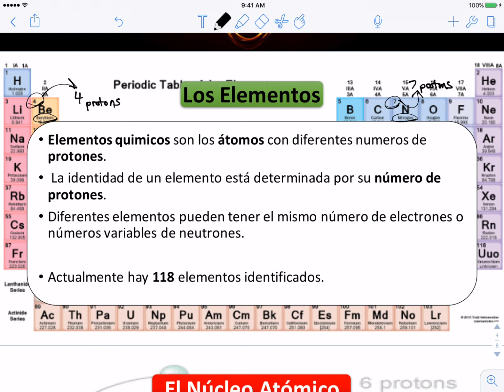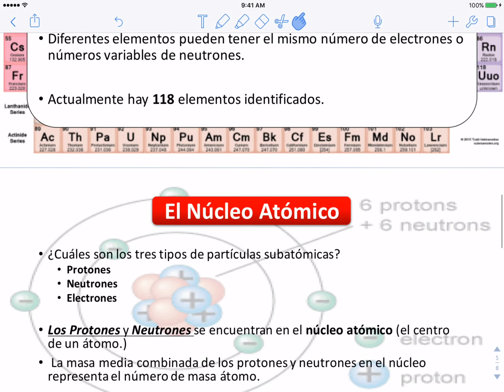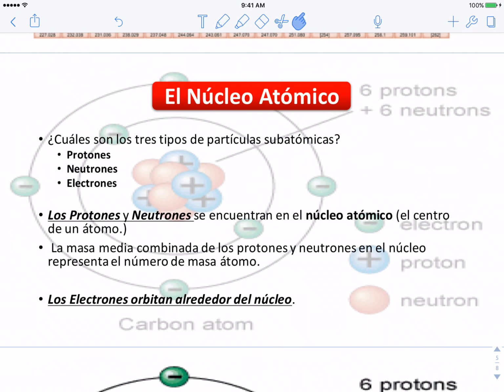Actualmente hay 118 elementos identificados. So what that means is that there are currently 118 elements that scientists have identified. That has gone up in the past couple of years. That may continue to go up as we continue to have more scientific advancements.